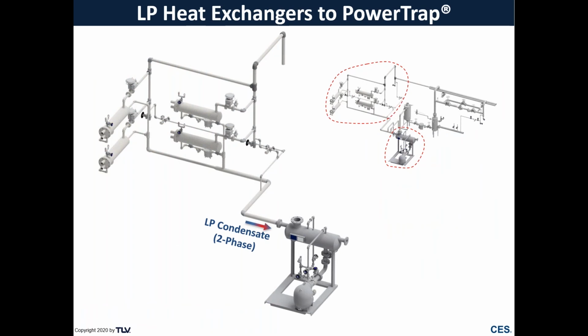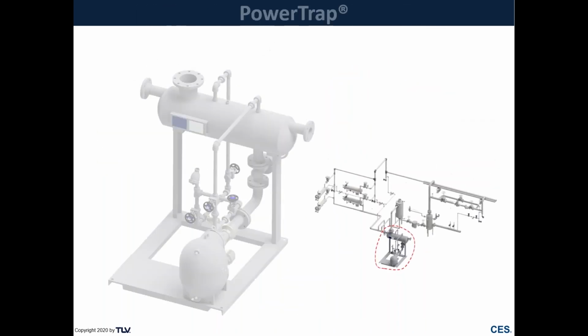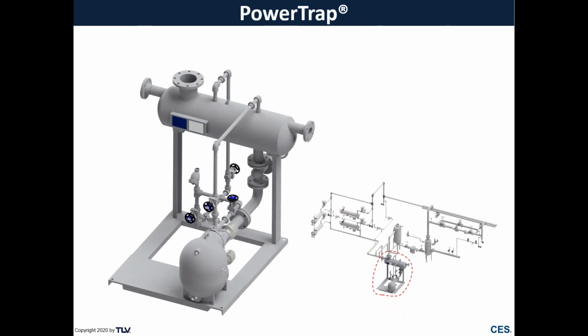Okay, so we have now drained our low pressure heat exchangers, and we have sent that low pressure condensate to an atmospheric condensate receiver. So we're going to zoom in on our condensate receiver, or our PowerTrap skid. We have sent our two-phase flow into our atmospheric receiver. And just as before, the condensate and flash steam are separated. The condensate is drained down to our PowerTrap, and that's returned to our condensate header.